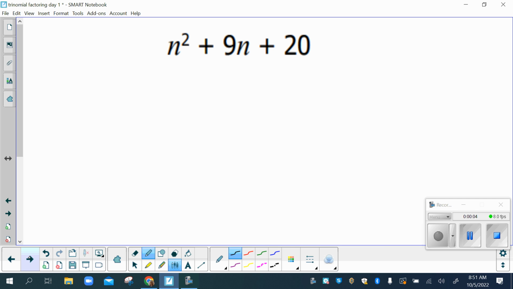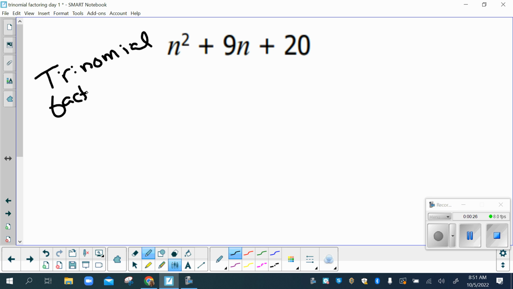Here we go. What we're doing today, you need to write this word down. We are doing what's called, officially, trinomial factoring.